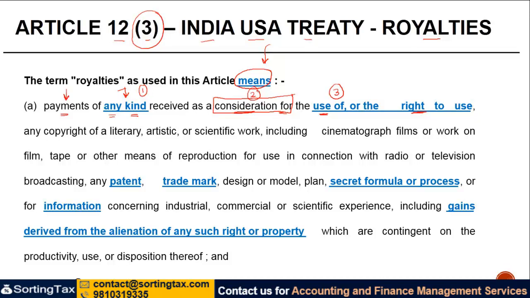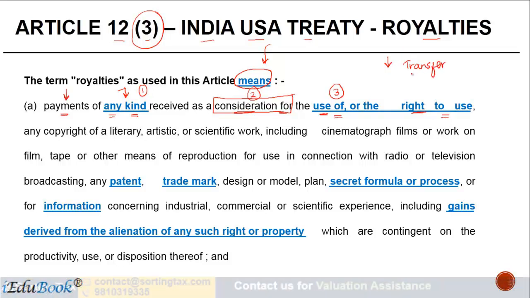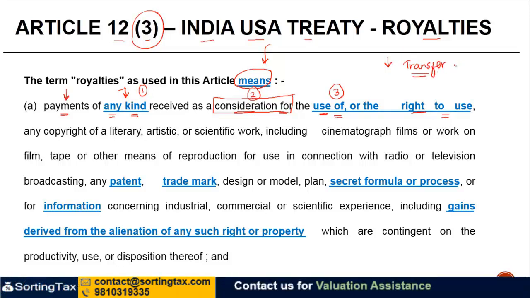So you need to find out what is the principal element for which the payment is being made. What is the consideration being given for? Use of or the right to use. Now, if you go back to the Income Tax Act, it not only covers the payment for the use or the right to use, it also covers the payment for transfer of all or any right. Generally, the payments for transfer of all or any right are not considered as royalty under the treaty.